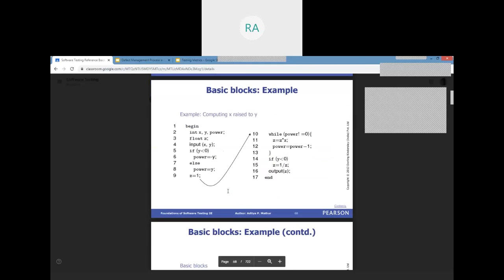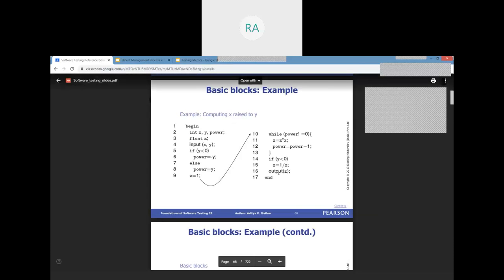See here, this is the pseudo code. This is not the program. This is the pseudo code. They are computing here x raised to y. x raised to y means, for a simple example, 2 raised to 3. What should be the output? 8. They are computing this using this pseudo code.